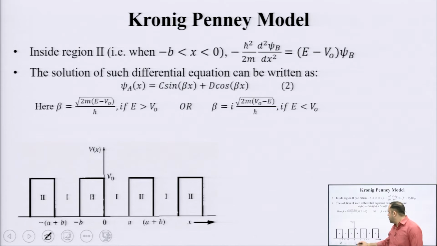Inside region number 2, from minus b to 0, we say that the electron has both kinetic as well as potential energy, and this potential is given by the potential value V naught. So, both kinetic plus potential, these two energies are equal to the total energy. The solution of this kind of differential equation depends on whether E is greater than V naught or E is less than V naught. If E is greater than V naught, this beta constant here can be written as square root of 2m(E minus V naught) by h bar. If E is less than V naught, we get a complex solution, so you use an i here.